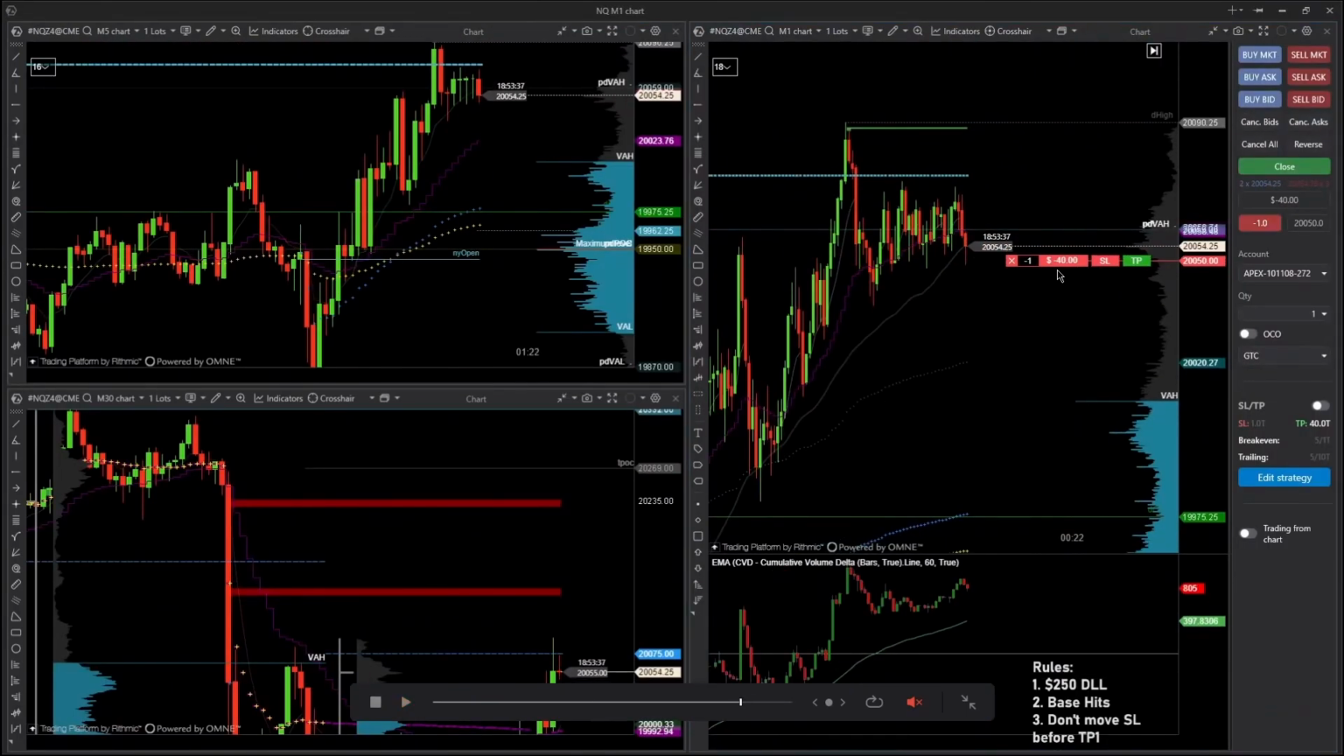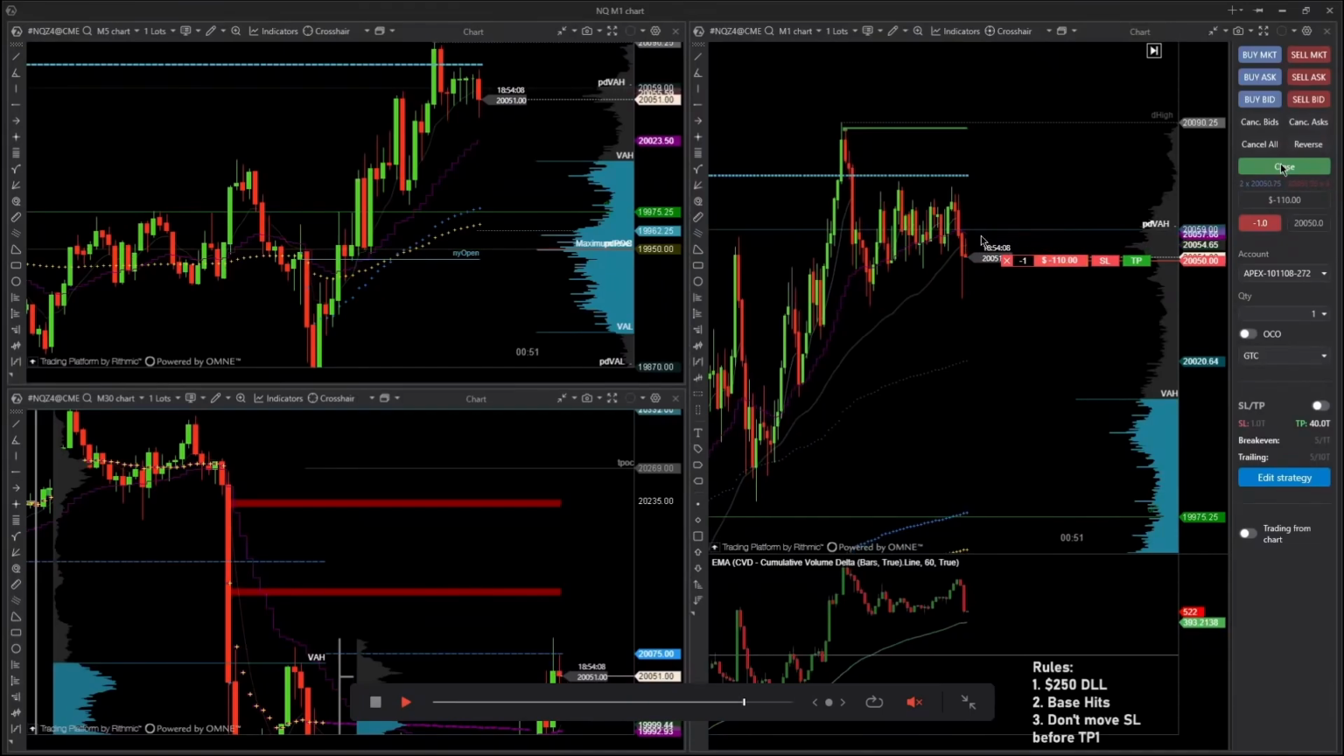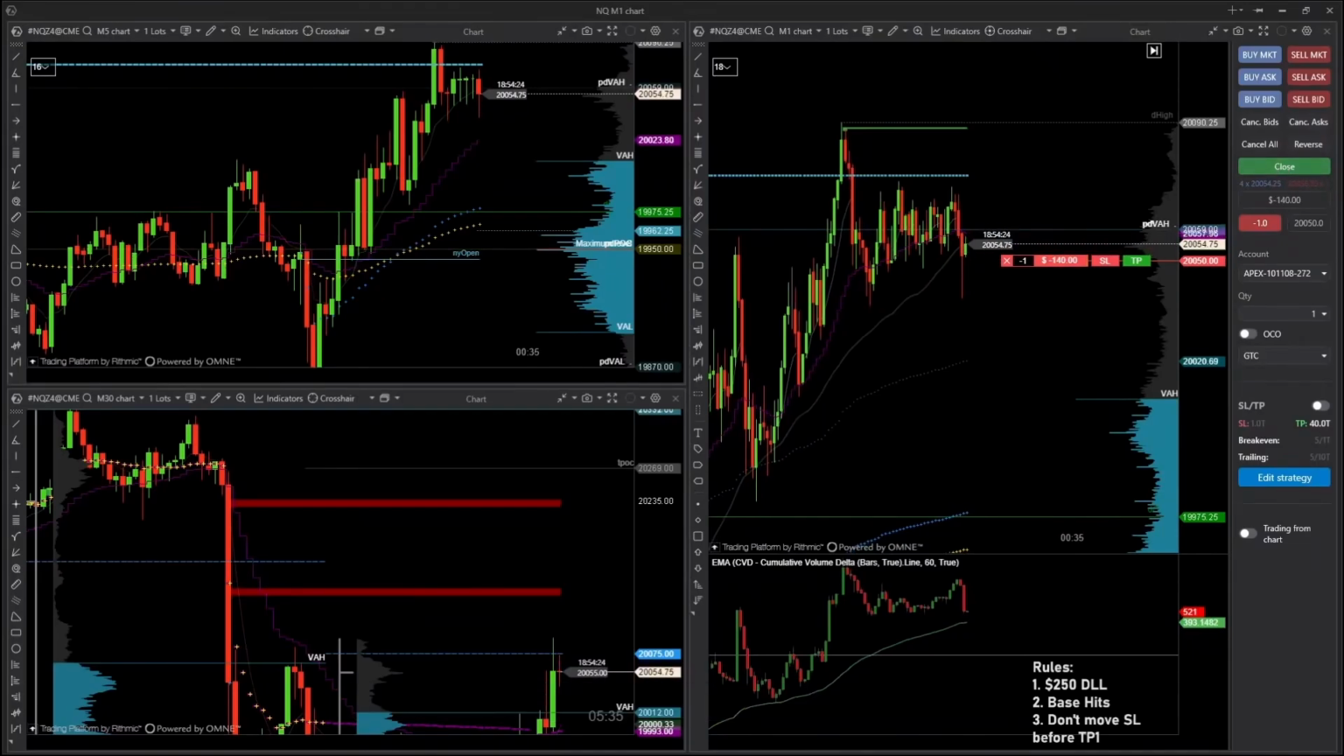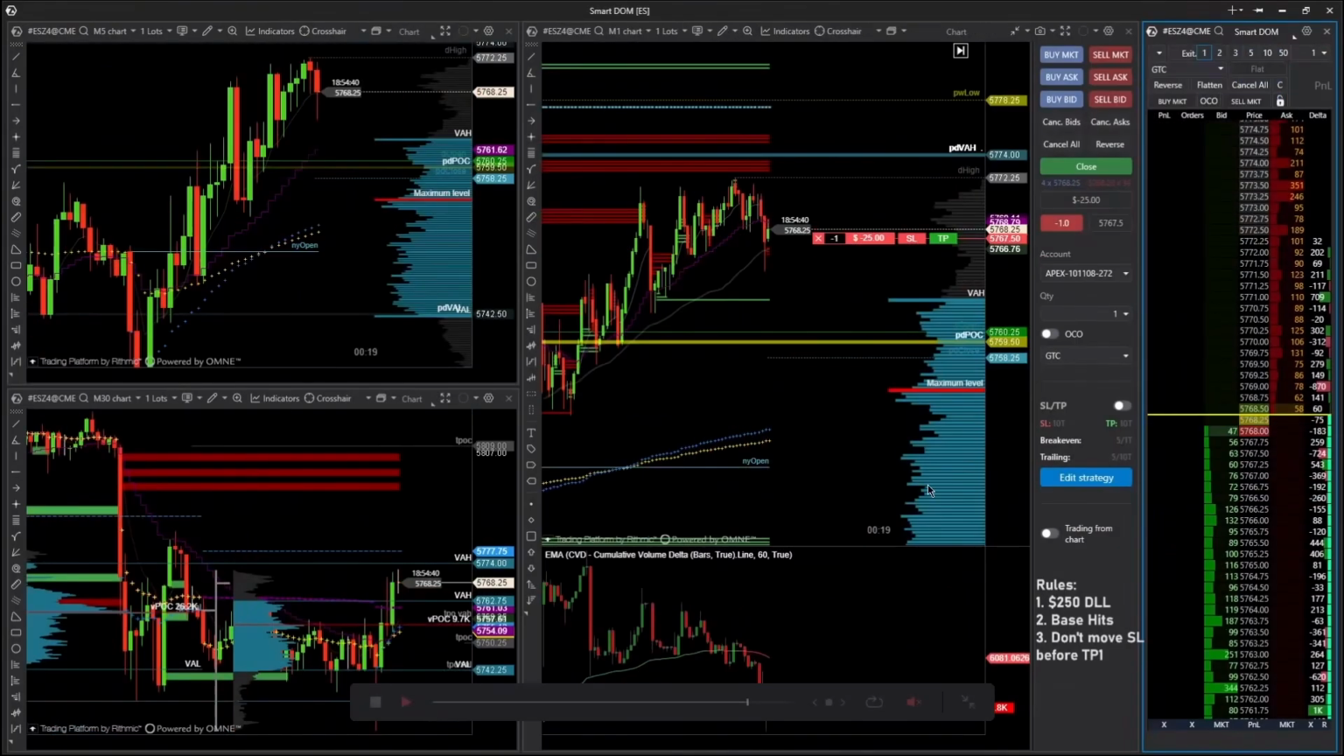Okay, still trading on the Apex account. We're losing this 24 EMA, and I enter a short here. Let's see if I win this trade. Initially, it goes into my direction. It closed below the 24 EMA.